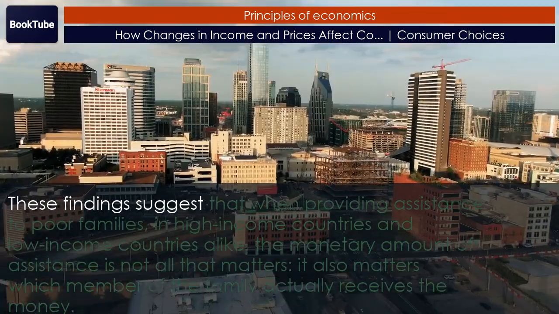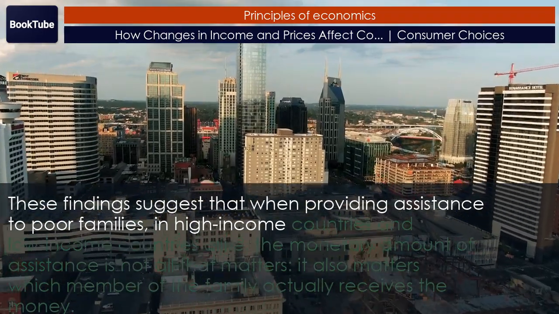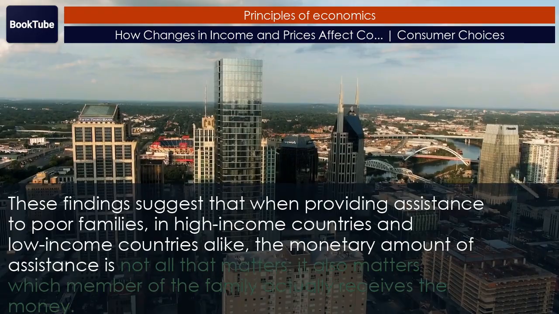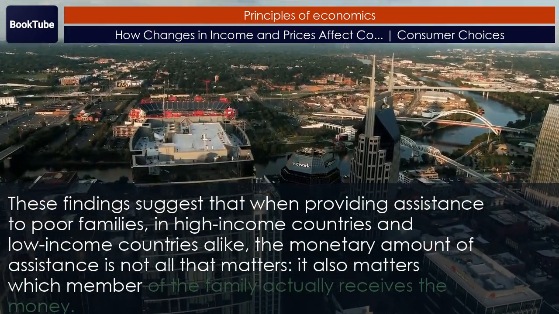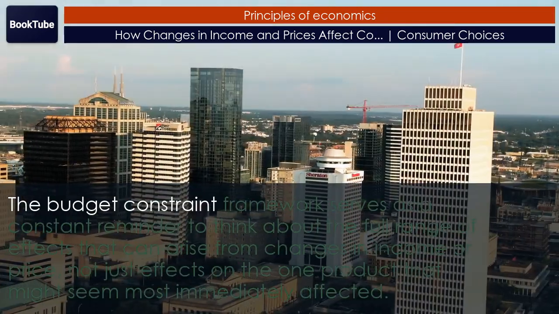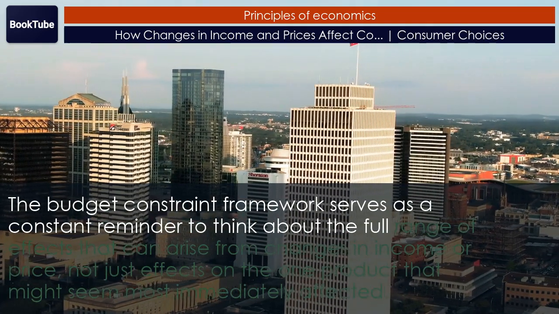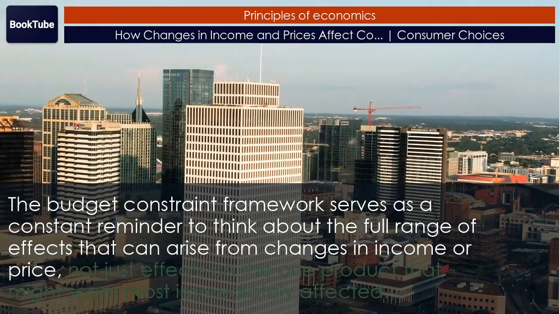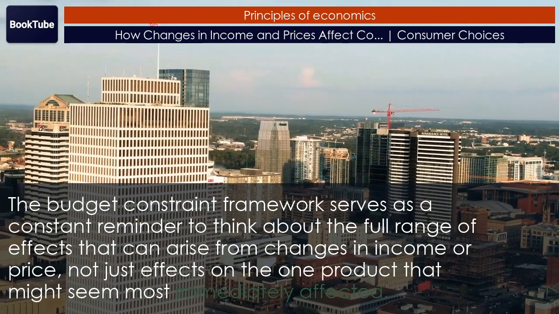These findings suggest that when providing assistance to poor families, in high-income countries and low-income countries alike, the monetary amount of assistance is not all that matters. It also matters which member of the family actually receives the money. The budget constraint framework serves as a constant reminder to think about the full range of effects that can arise from changes in income or price, not just effects on the one product that might seem most immediately affected.